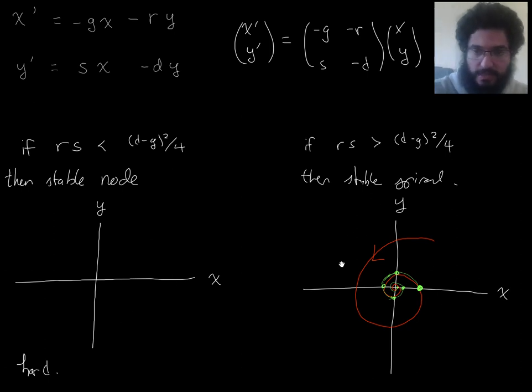Okay, so you get these kinds of oscillations when either R or S are big compared to this other thing. What about when R and S are small compared to this?